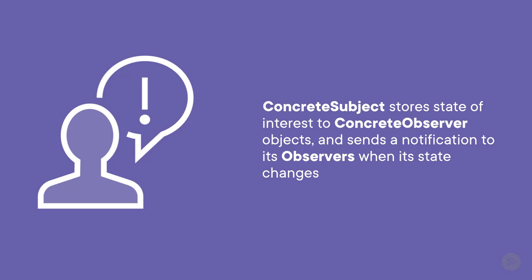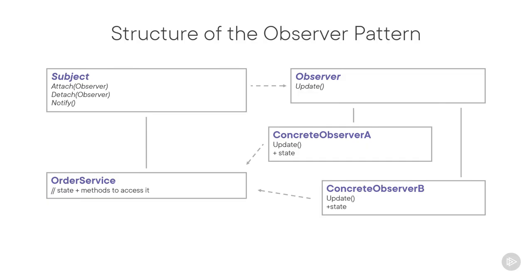Lastly, the concrete subject stores state that's of interest to concrete observer objects, and it sends a notification to its observers when its state changes. That's the order service from our example. And there we go, that's the pattern structure.